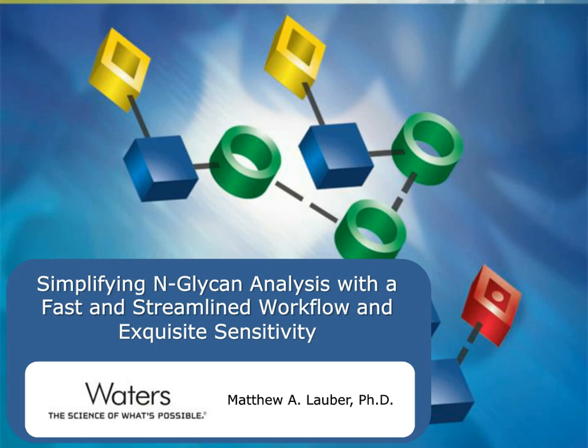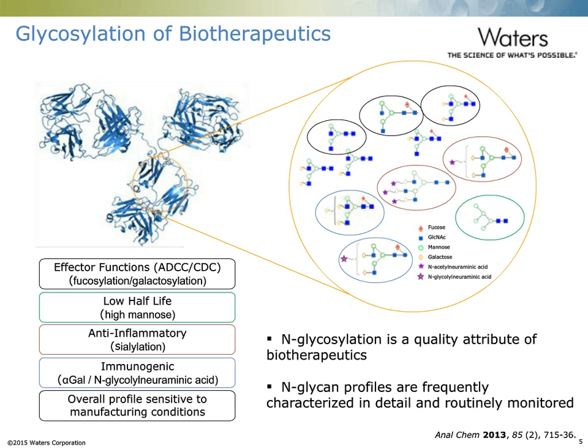Glycosylation is a profoundly important post-translational modification of proteins involving the attachment of saccharide moieties. The so-called glycans that are introduced by this process are linked to the protein through asparagine residues and called N-linked glycans, or sometimes through serine or threonine residues and referred to as O-linked glycans. N-glycosylation of proteins in particular is routinely characterized and monitored because of its significance to the detection of disease states and the manufacturing of biopharmaceuticals.